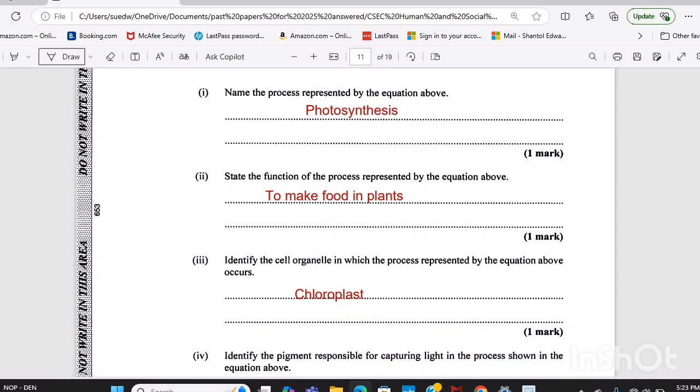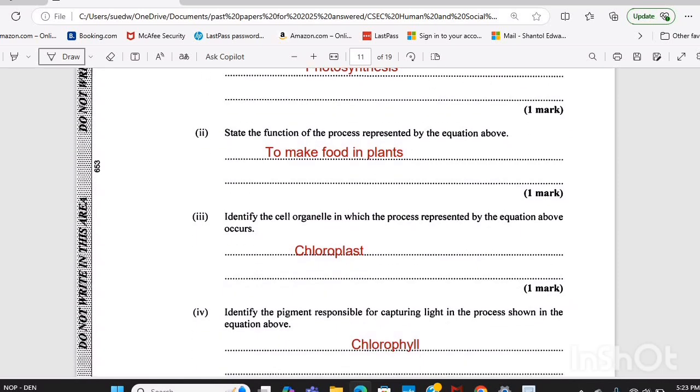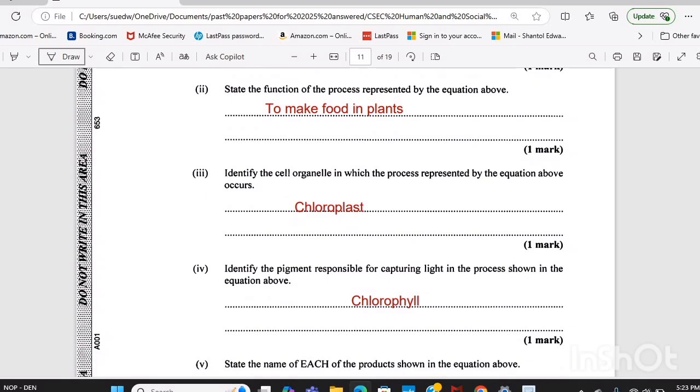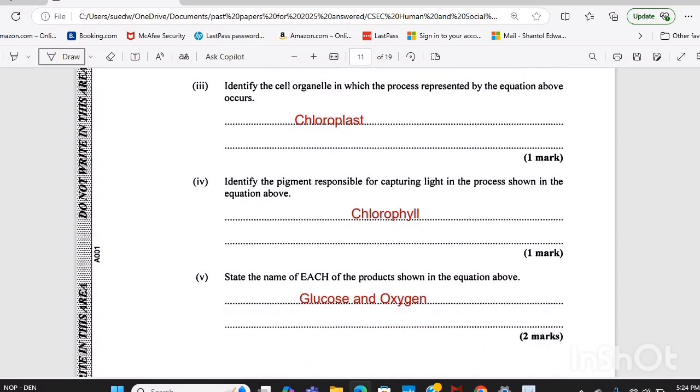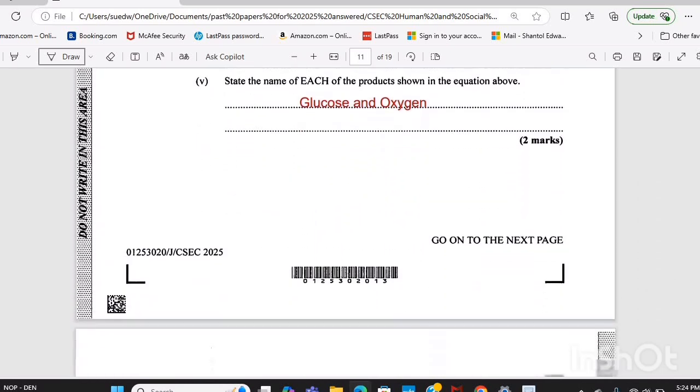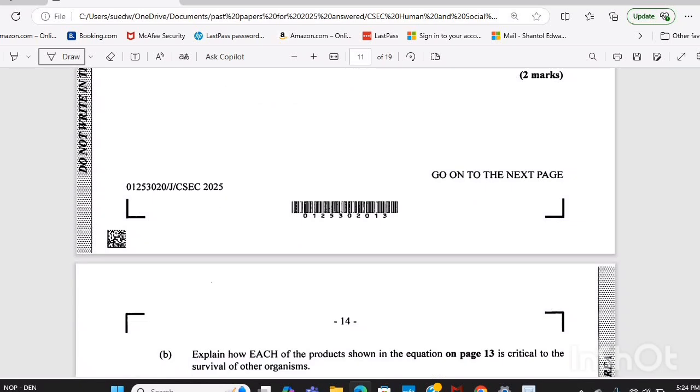It also says identify the pigment responsible for capturing light in the process shown in the equation above. Do you know what the pigment is called that traps or captures light? If you said chlorophyll, that's 1 mark. And it says, state the name of each of the products shown in the equation above. And this is already given because I called out all of the words that would have been represented in the equation. If you say glucose and oxygen, that is 2 marks. And that is the part of the question.